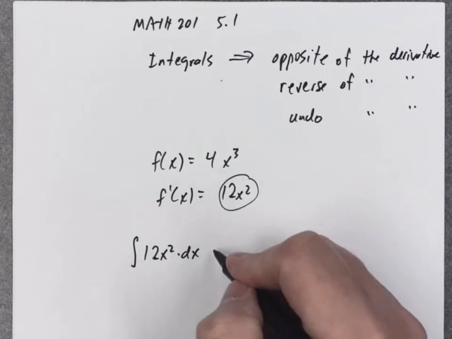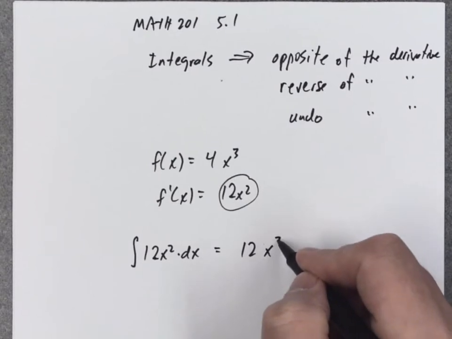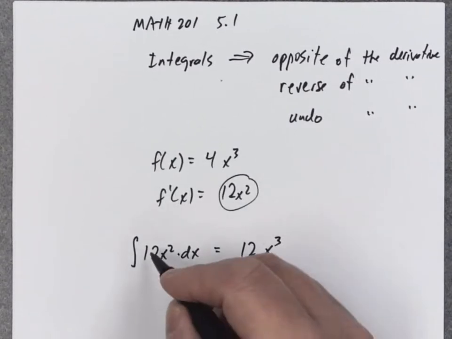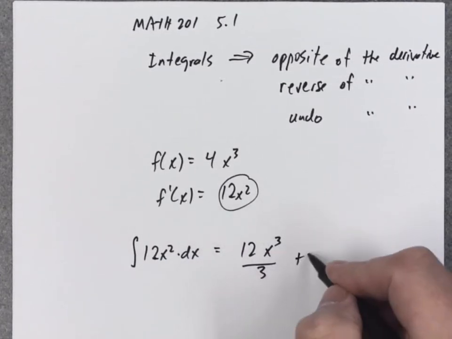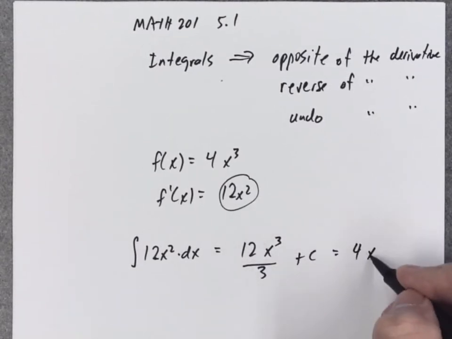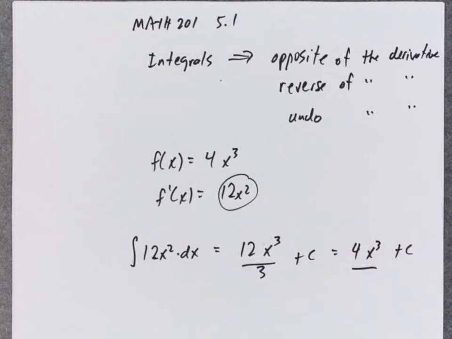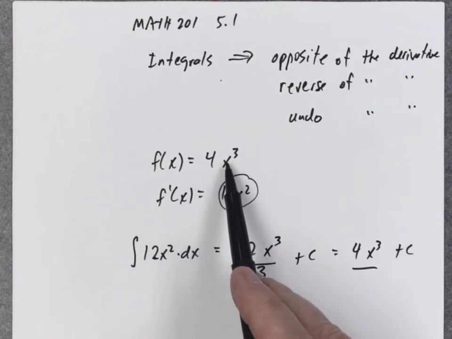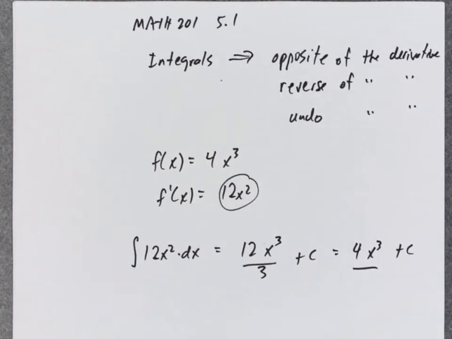Now we're going to learn the rules in a minute, but just take my word for it right now. The integral of 12x squared is 12x cubed over 3 plus c, which we're going to talk about in a minute. But if I simplify this, it's 4x cubed. Now look at this here. Up here, I took the function 4x cubed, and I took the derivative, and it's 12x squared. Here, I took 12x squared and took the integral. I ended up with 4x cubed.